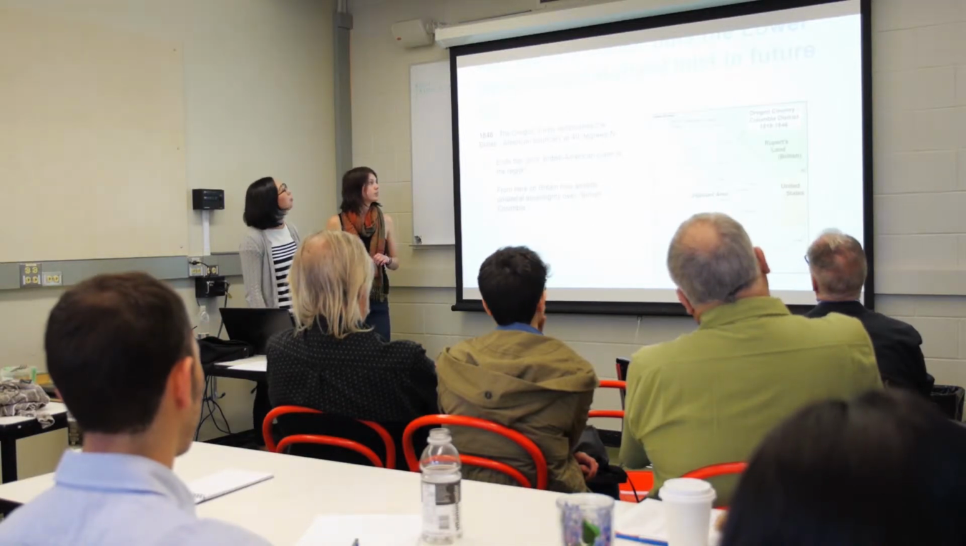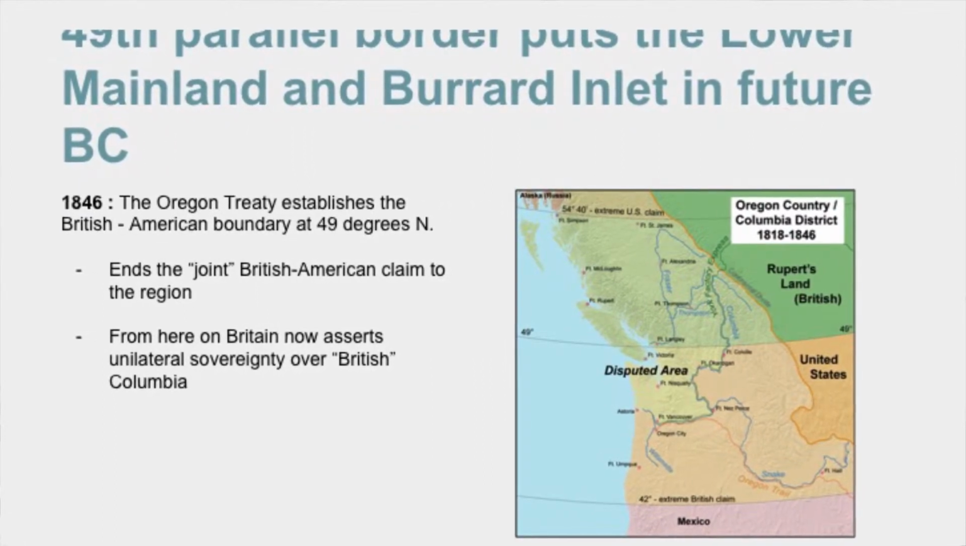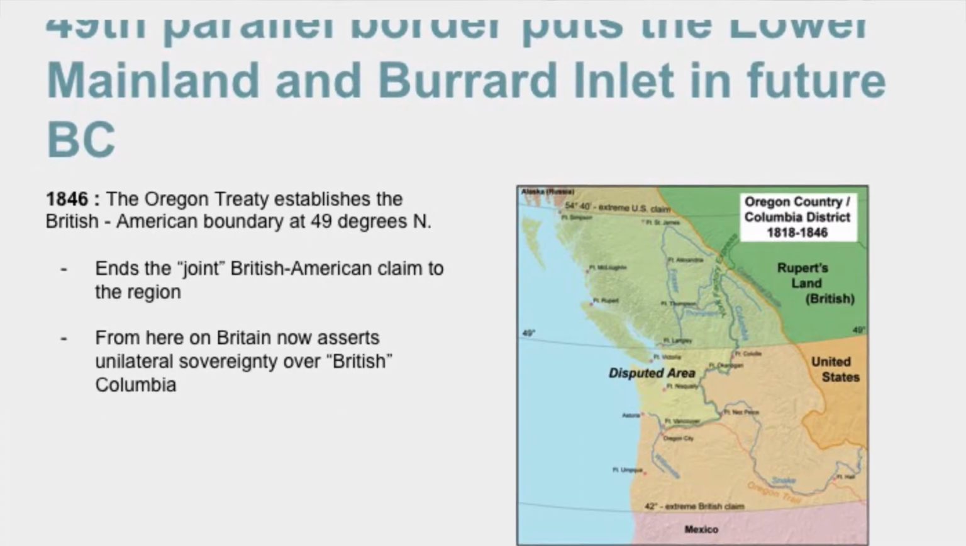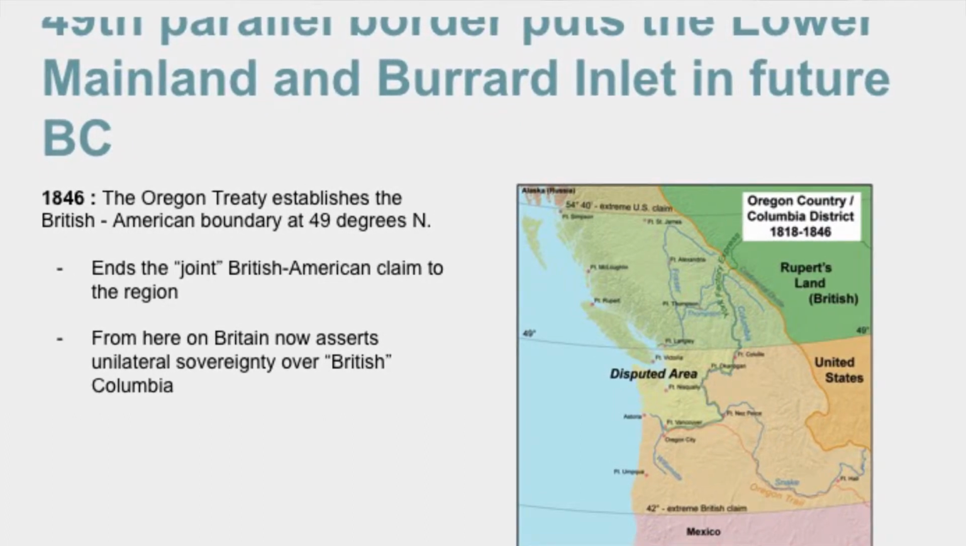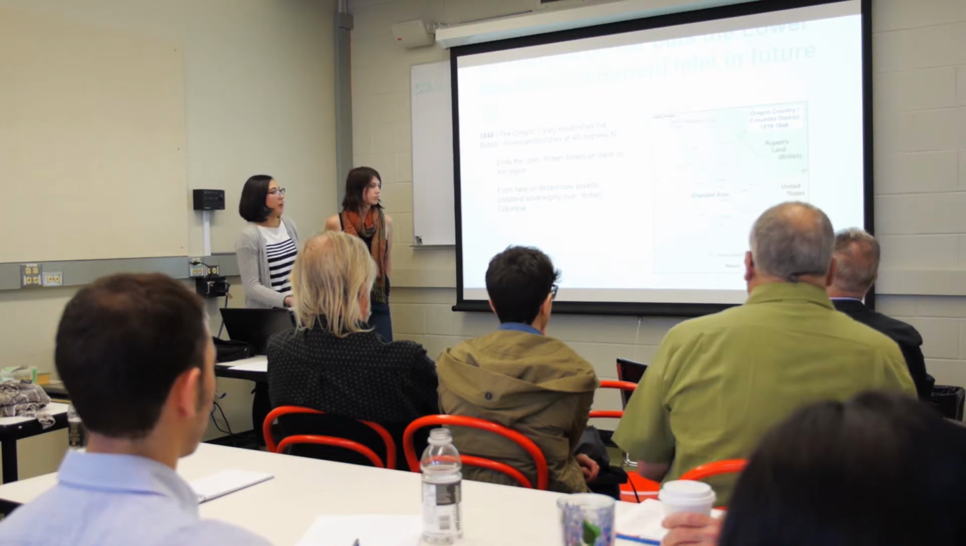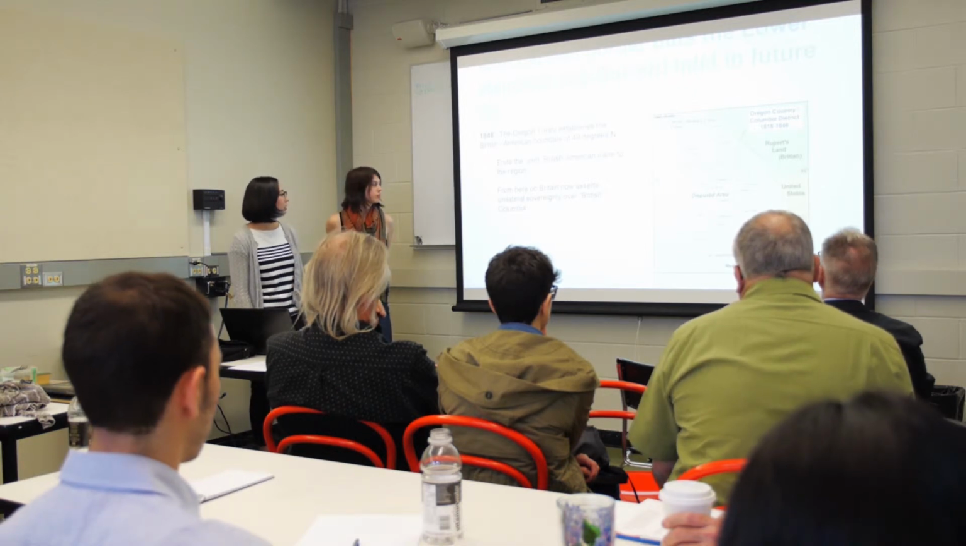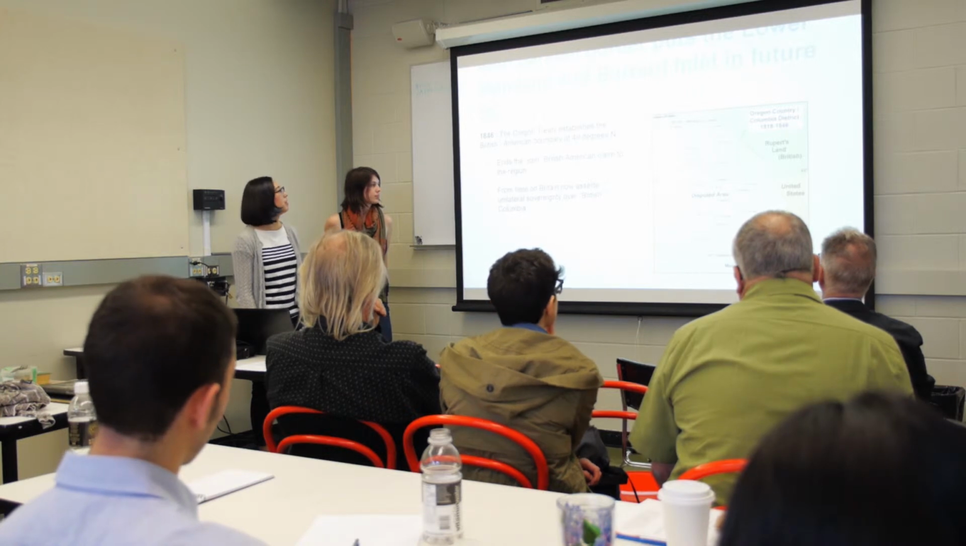This 49th parallel border puts the Lower Mainland and the Burrard Inlet in the future BC. So this was pretty important because there were a lot of disputes over this area, the general area being the Columbia District. The Hudson's Bay Company and the Northwest Trading Company kind of merged, but there were a lot of disputes between the United States and the British over this area for its economic reasons. Because this area is very rich as well.